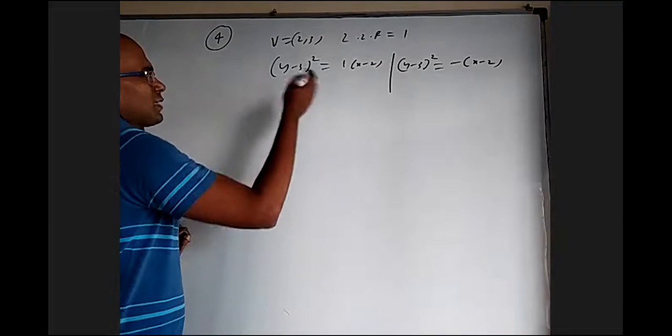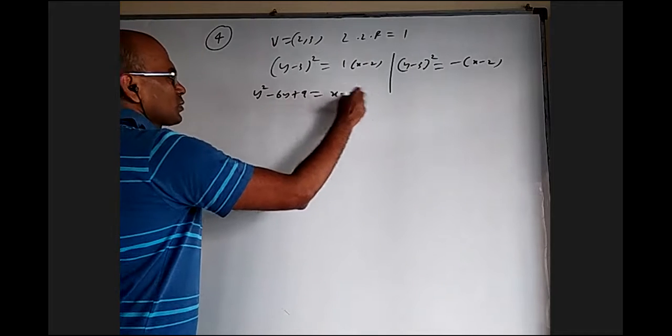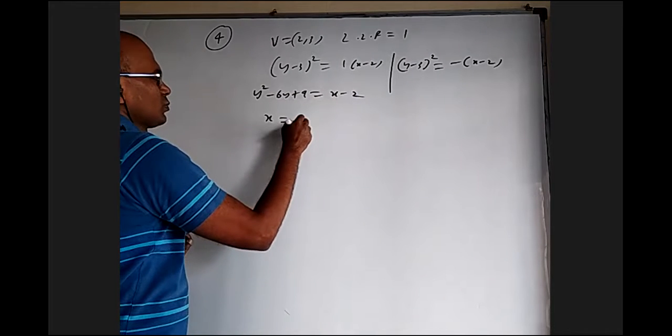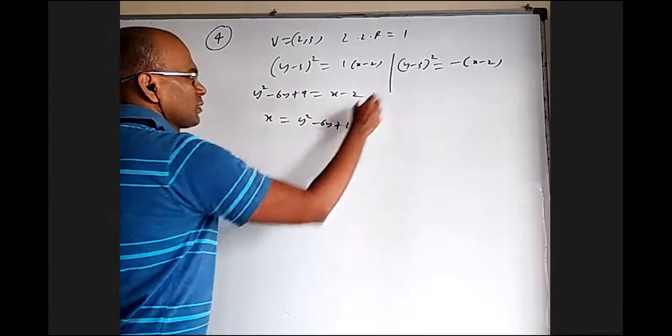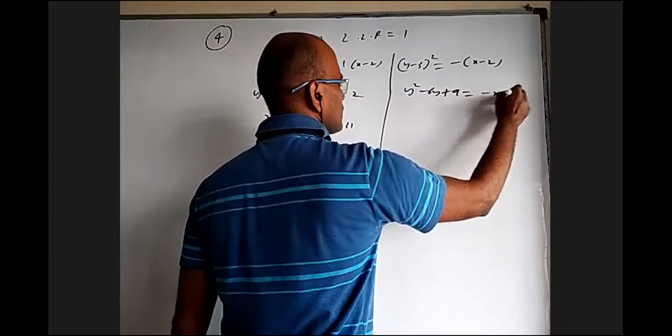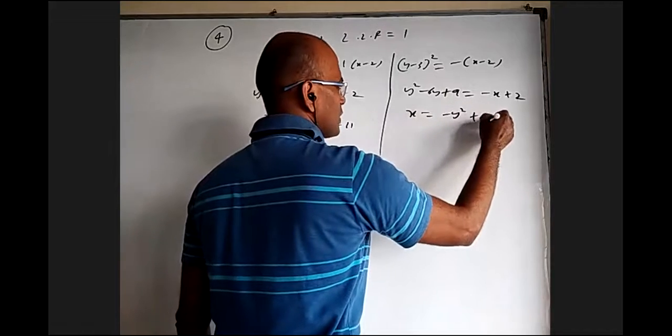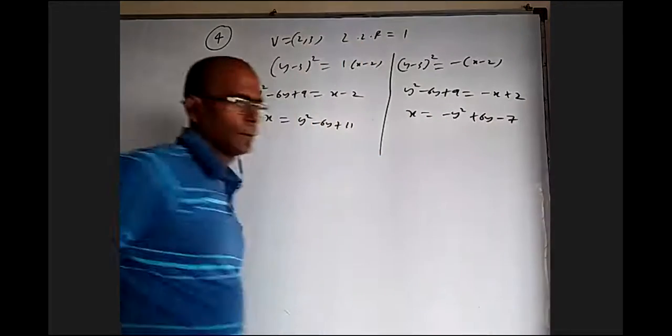We can expand and then compare. y square minus 6y plus 9 equal to x minus 2, so it is x equal to y square minus 6y plus 11. In the other case, y square minus 6y plus 9 is minus x plus 2. If we bring x to this side, x equals minus y square plus 6y minus 7.